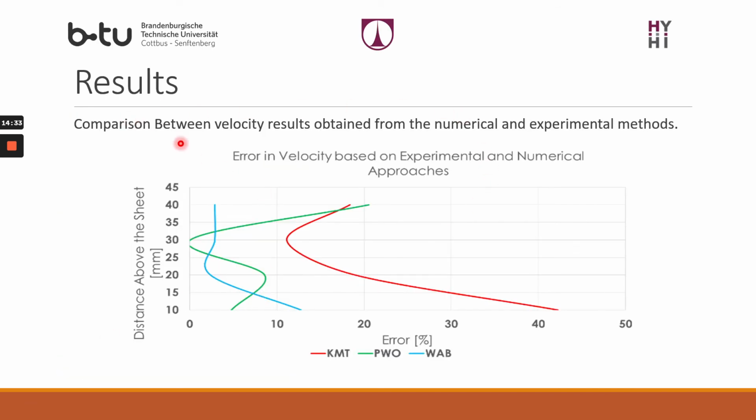Now I would like to present the error between the velocity results obtained from the two approaches, where error was plotted across the vertical distance of the test section, and as we can see, error ranged from 0 up to 40%, and the KMT sheet has had the highest error, while the web sheet had the most stable error.